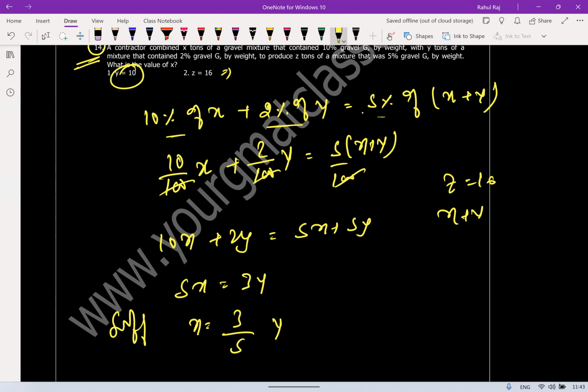So x plus y is equal to 16. y is equal to 16 minus x. So if you put it over here, x is equal to 3 by 5 times (16 minus x). You will get the value of x again.